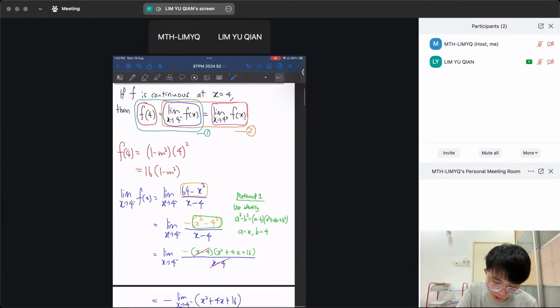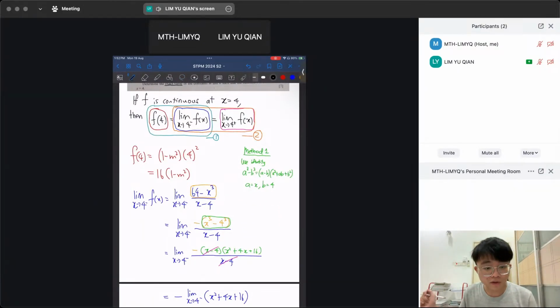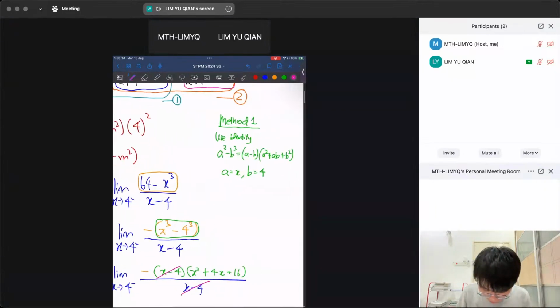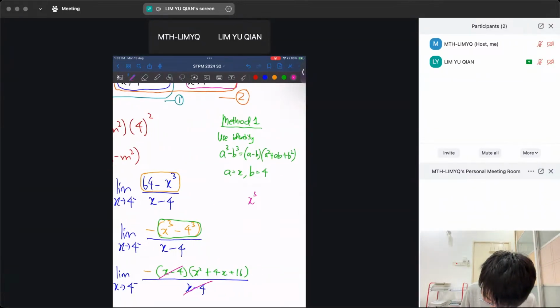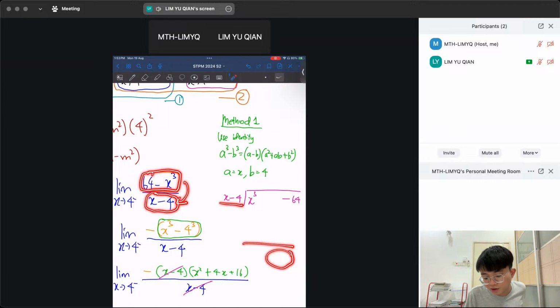But that is method 1. If you don't like method 1, you can use a longer method. If you can't memorize the identity, you will choose long division. You divide 64 minus x cubed by x minus 4. Why can you be sure? Because the factor below must cancel with the top, the top must have this factor. So there must be no remainder, and this is the quotient. We can multiply by this, then that is equal to this.